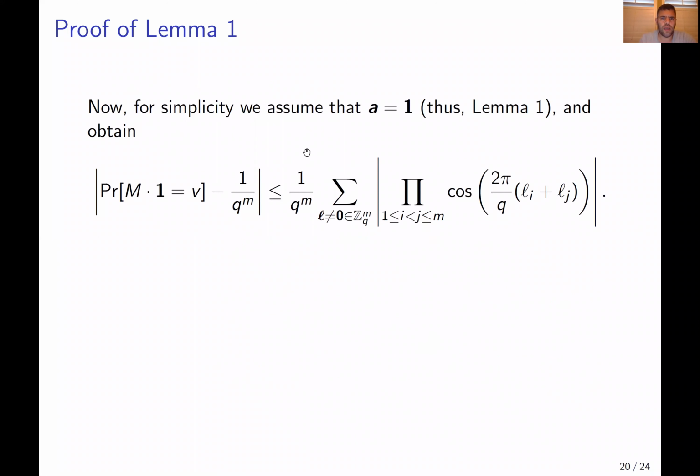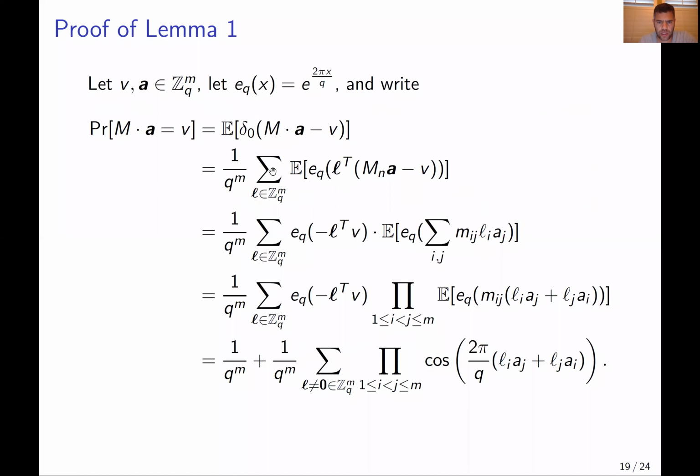So now for simplicity, let's assume that A is the all one vector. So basically I'm going to prove lemma 1, and we obtain that the probability that M times 1 equals V minus 1 over q to the m, right? This is our guess. We want to show that it's very close to 1 over q to the m, is at most this ugly expression that just comes from this calculation, right? So we have the probability that M A equals V minus 1 over q to the m is this thing. So let's call it an error.